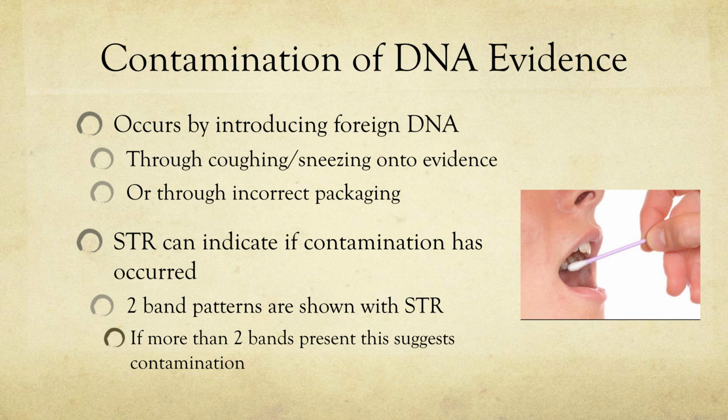But the STR process can actually indicate if contamination has occurred. Typically, 2 band patterns are shown with STR, one from each chromosome. If there are more than 2 bands present in the reading, then this suggests that contamination has occurred. This ends lecture 10-4.